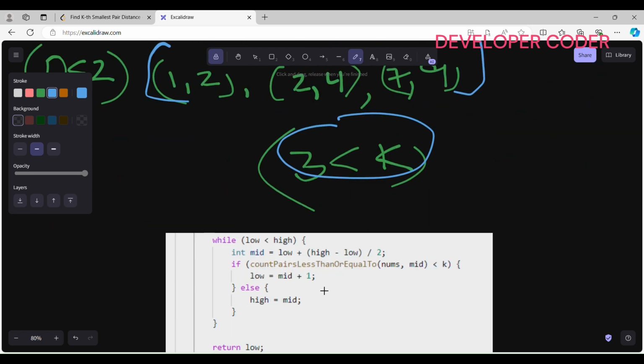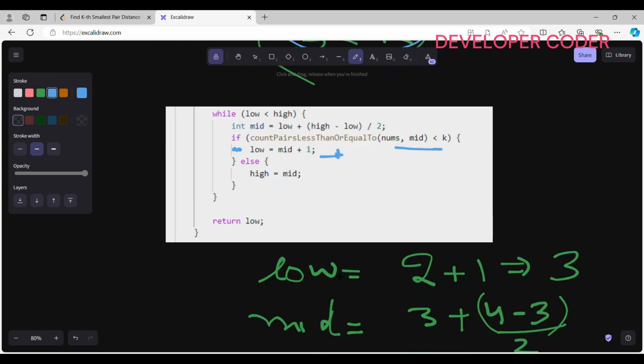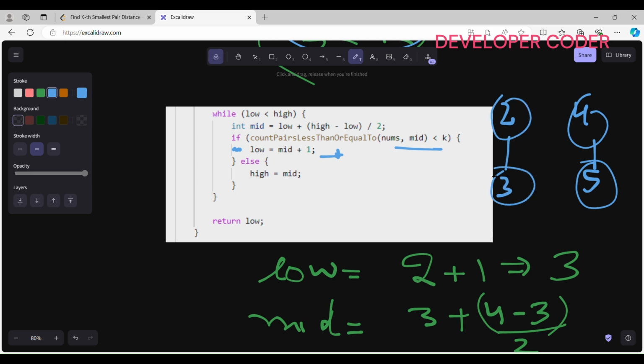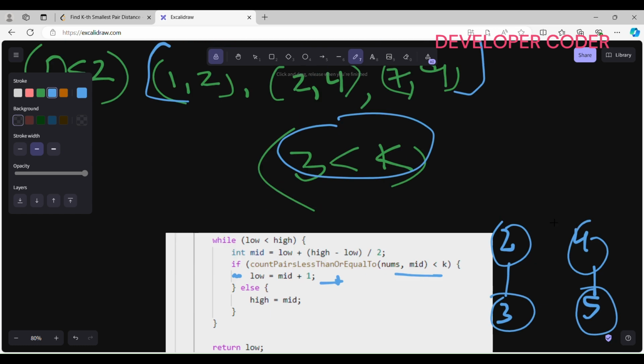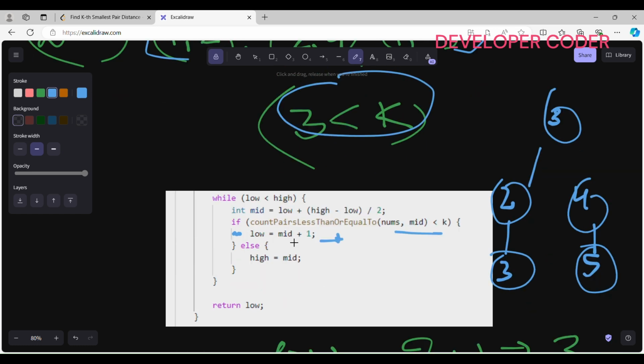So I am going to update my low now. This condition is satisfied, so I am going to check this part. With distance 4 I am getting 5, with distance 2 I am getting 3 pairs. Now I have to check in the middle of this range. So I am incrementing my low as mid plus 1.